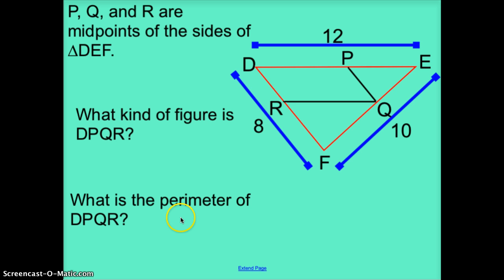Going to the next question, what is the perimeter of DPQR? The perimeter of DPQR can be found by using the other theorem, making DF double DR, making DR 4, making DP 6, making PQ the opposite of DR also 4, and then making RQ the opposite of DP 6. So your perimeter would be 6 plus 4 plus 6 plus 4, or 20. Take a second right now and answer questions 8, 9, and 10 on your worksheet.